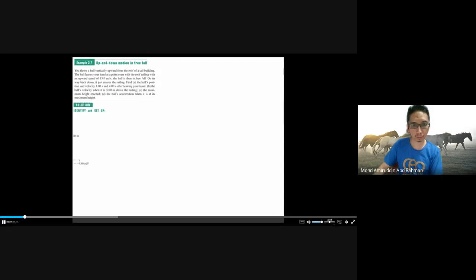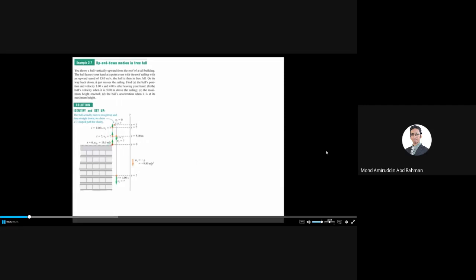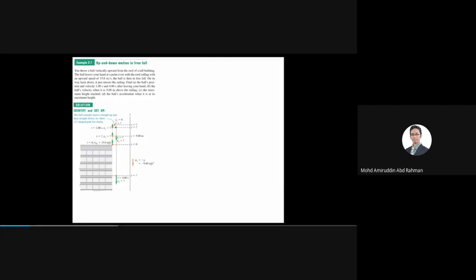So we'll begin by looking at a diagram of the problem. So here's the rooftop from which the ball is thrown. It's going to go up, reach a maximum height, and it's thrown in such a manner that it will not hit the roof again. It will go down the side of the building and finally reach ground level. The first thing we'll need to do is choose a coordinate system. So I'm going to choose the positive y direction as up, and we're going to take y equals 0 to be at the rooftop level.